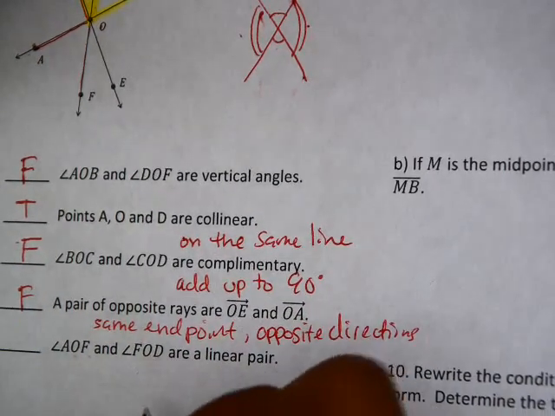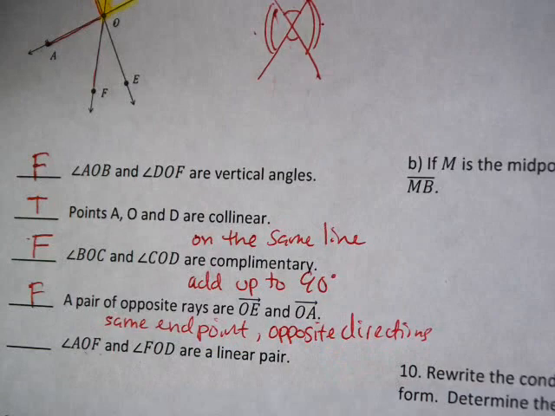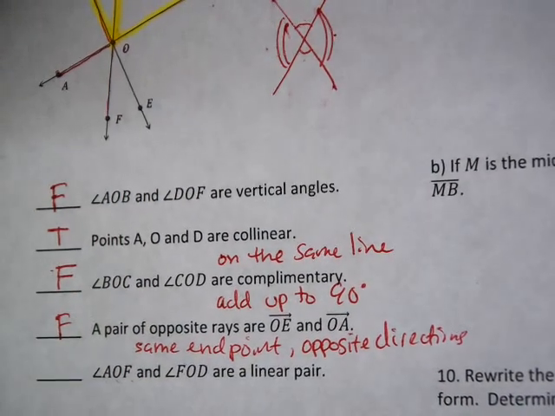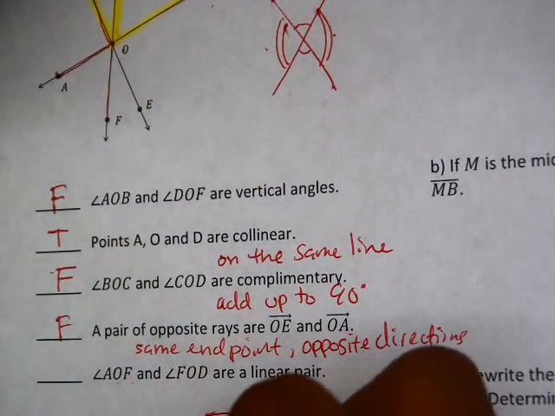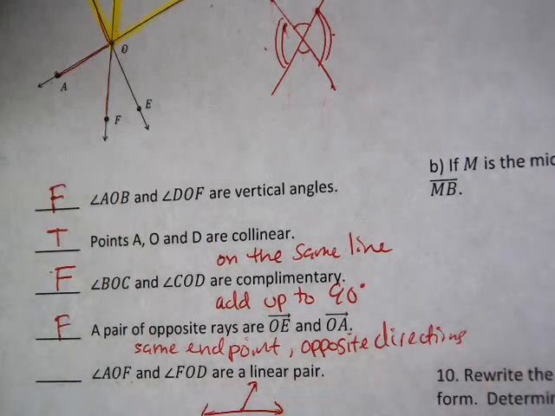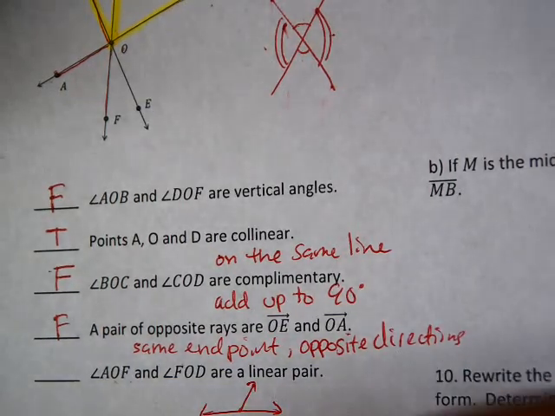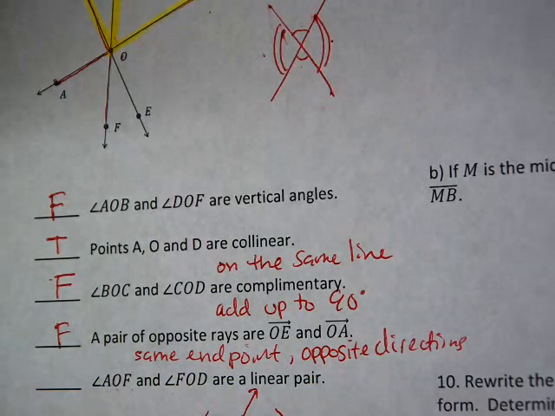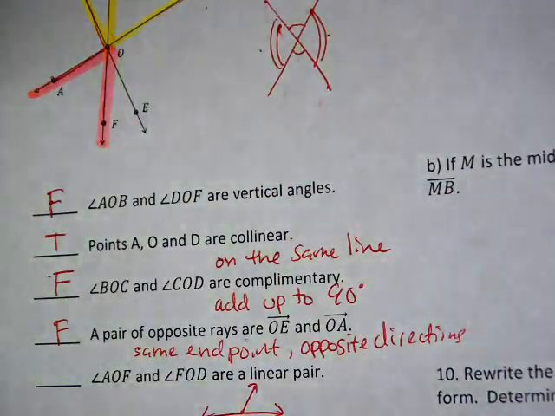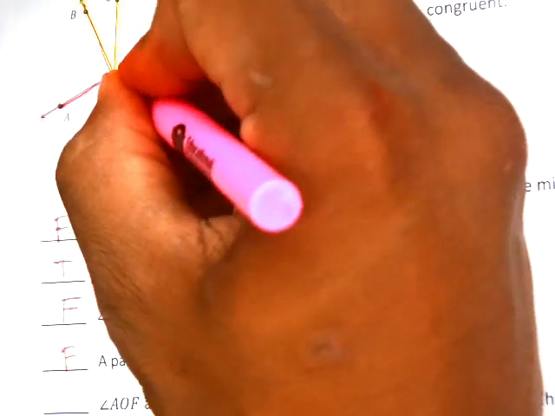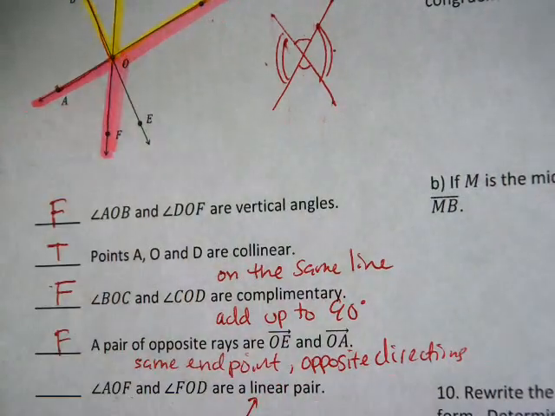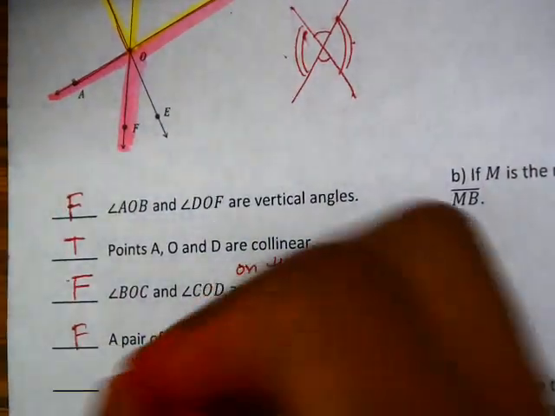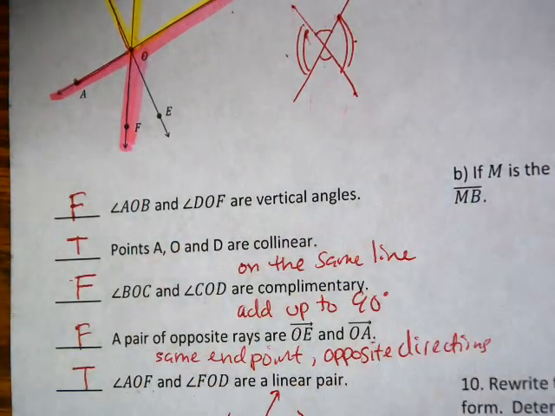Angle AOF and angle FOD form a linear pair. Well, a linear pair just looks like this. There are two angles that form a line. Two adjacent angles that form a line. So let's see if they form a line together. AOF is this angle right here. FOD is this angle right here. And it does look like this picture. So those two angles do form a line. They do form 180 degrees. And so that is true.